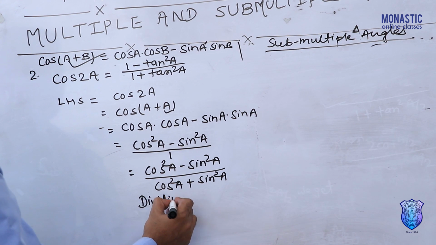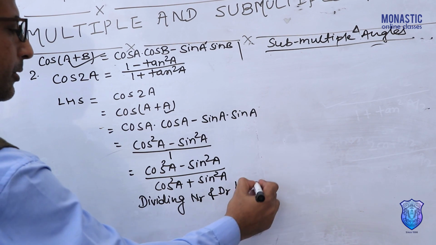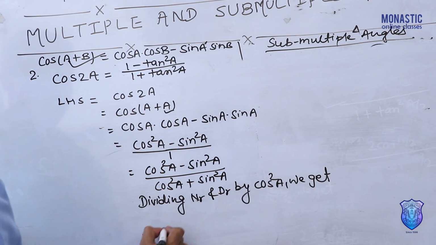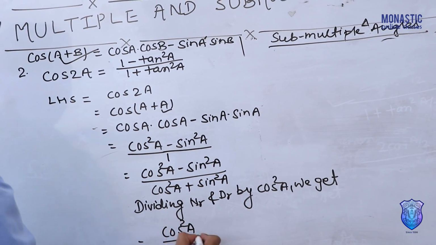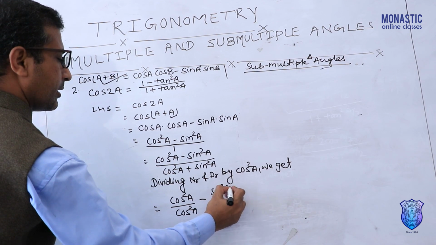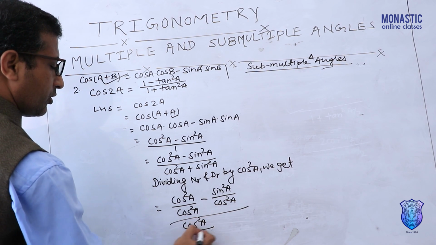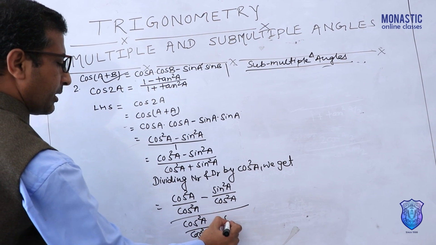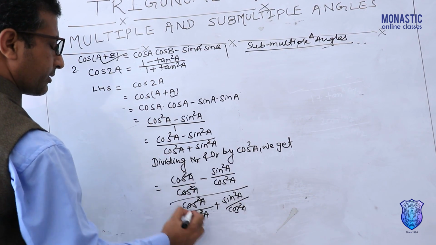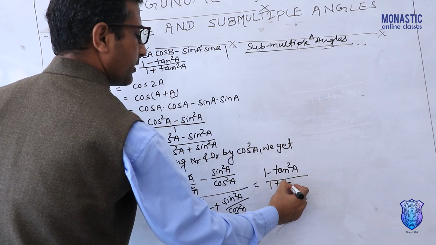Dividing numerator and denominator by cos squared a, we get cos squared a by cos squared a minus sine squared a by cos squared a, and in the denominator cos squared a by cos squared a plus sine squared a by cos squared a. Solve this. That's the result we want, (1 minus tan squared a) by (1 plus tan squared a).